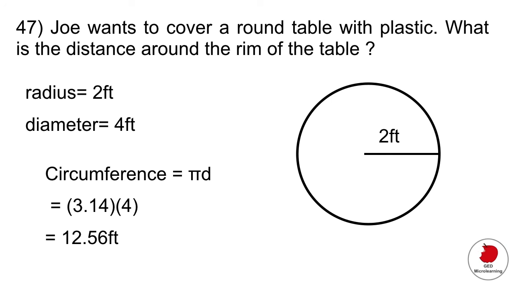Okay, and remember that that shape there that looks like a table, that symbol is called pi, and it's worth 3.14. Okay, so you would just plug those two numbers in, and that gives you 12.56.